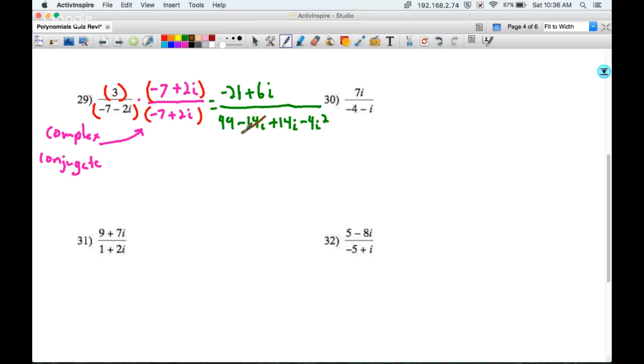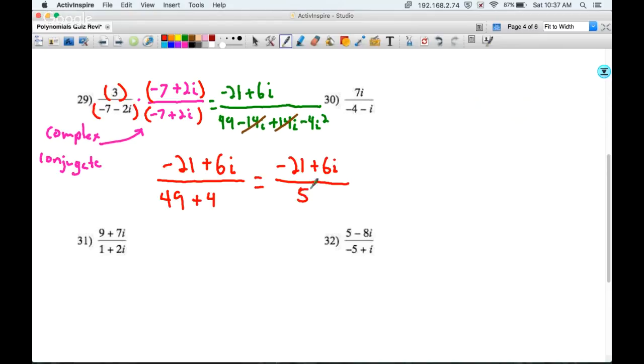All right, let's cancel these and rewrite it. Down below here, negative 21 plus 6i all over 49. That i squared becomes a negative 1, so this is going to be 49 plus 4. And this whole thing, negative 21 plus 6i, all divided by 53. None of those share any common factors, so I think we're done.